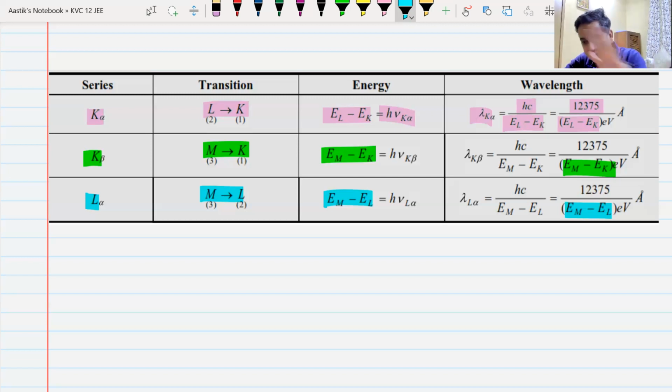You just have to write the values in electron volts. Do you know electron volts? Yes, sir. That's all we need. Don't worry. That is all that we need. We don't need anything else for this.